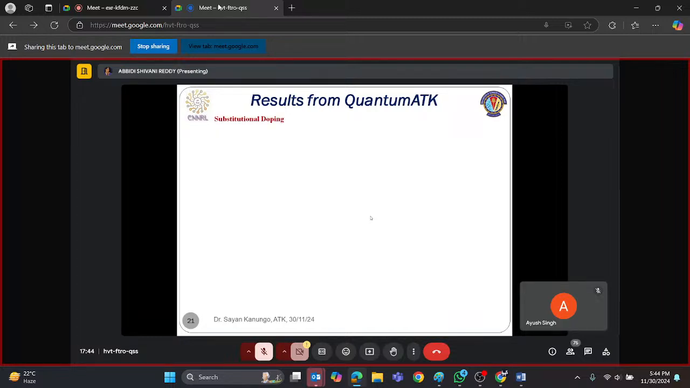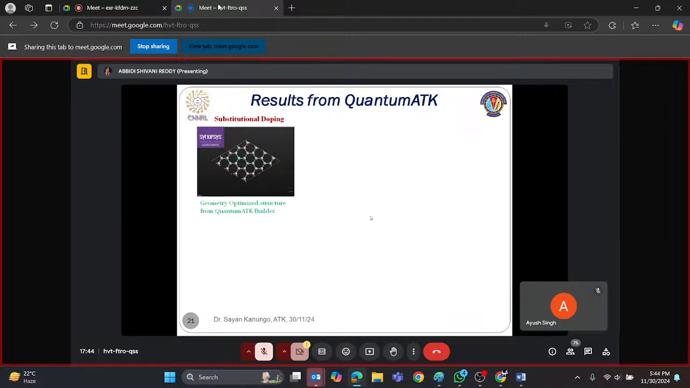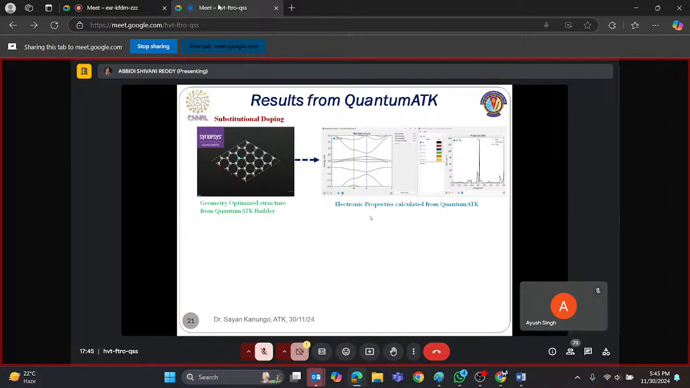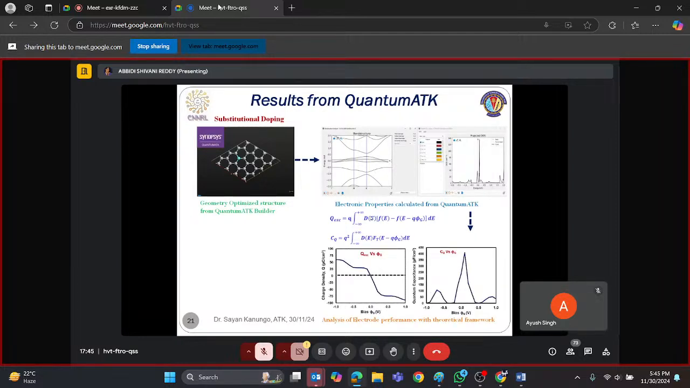Moving on, next we are going to see the substitutional doping. In substitutional doping, rather than creating a carbon vacancy, we are just replacing a host atom with a dopant atom, either non-metal or metal, and we have to geometry optimize the structure with the help of Quantum ATK builder, and with some DFT calculations, we can calculate electronic properties with the help of Quantum ATK, and excess charge density as well as quantum capacitance profiles are calculated manually with the help of the mathematical framework shown here.